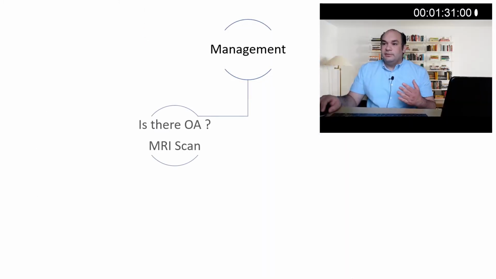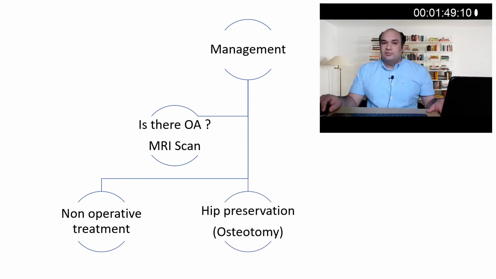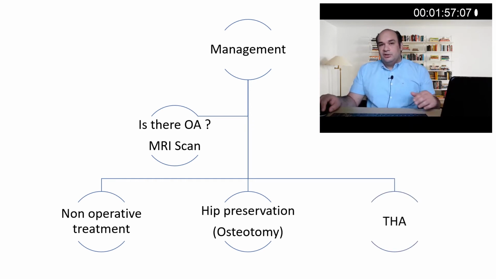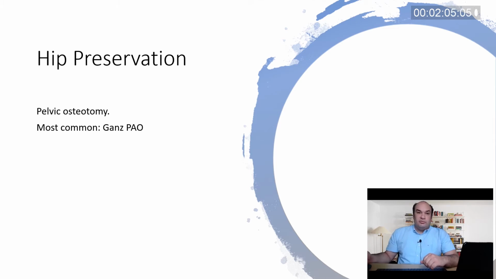So your management will depend on the presence or absence of arthritis. Most centers would not just settle for the plain X-ray to exclude arthritis and would perform an MRI scan. All cases will be subject to the standard non-operative treatment that includes activity modification and physiotherapy, hip preservation surgery in a specialist center, that is prior to establishment of arthritis, and a total hip replacement by a specialist after the establishment of arthritis. So hip preservation options, the most common osteotomy done is the Ganz periacetabular osteotomy.